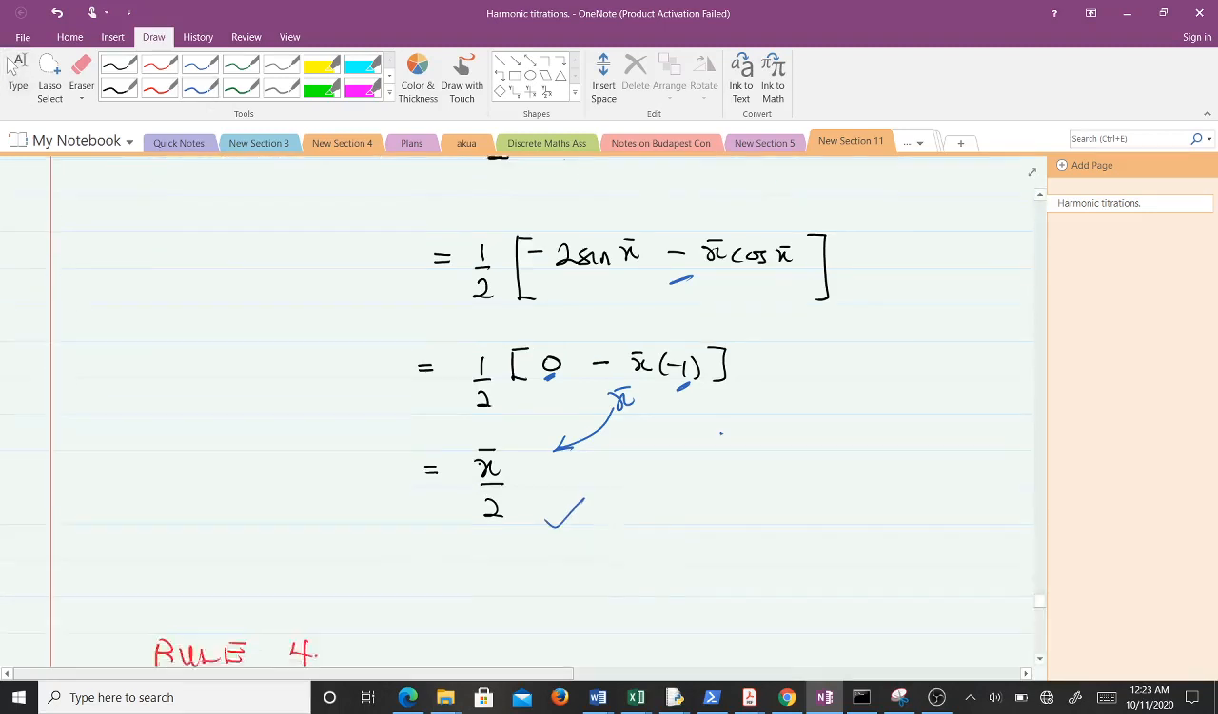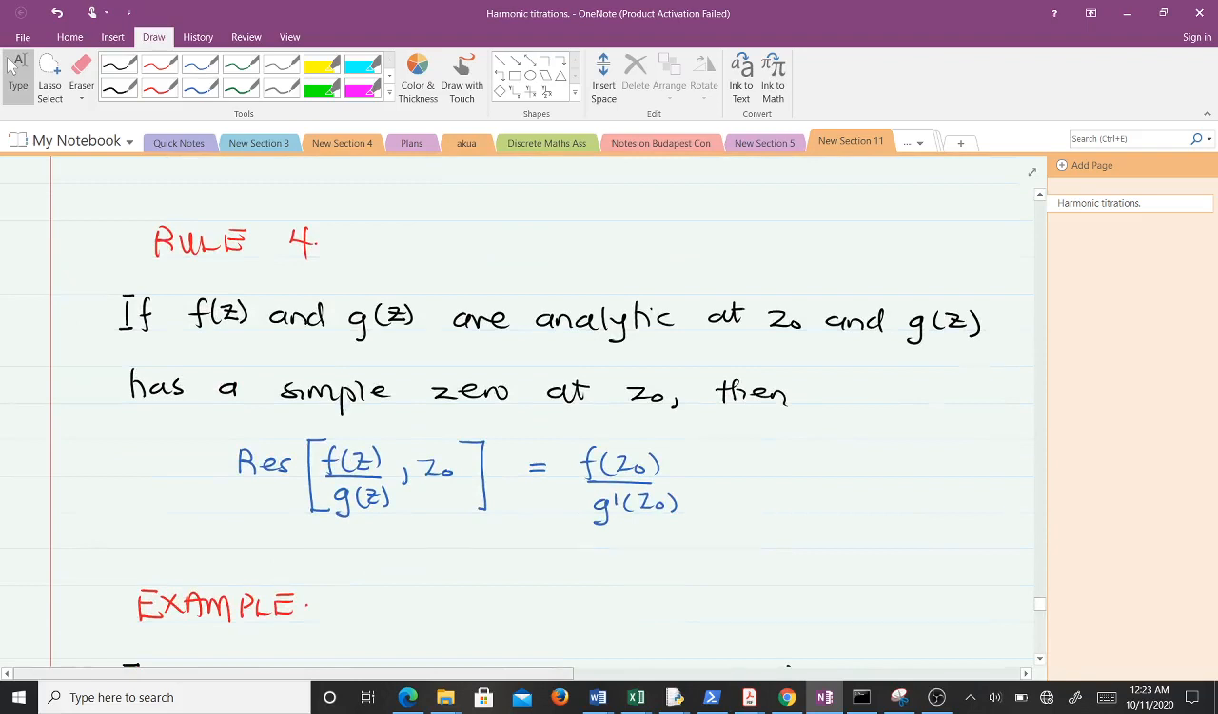Okay, so let's move on to the fourth rule. The fourth rule says if f of z and g of z are analytic at z0 and g of z has a simple 0 at z0, then the residue of what we can see here is equal to this, right? So you could see that it is f of z0 over g prime of z0. So that means you're going to find the first derivative of our function g of z. So f of z and g of z are analytic at z0 and g of z has a simple 0. Okay, it always has a simple 0.